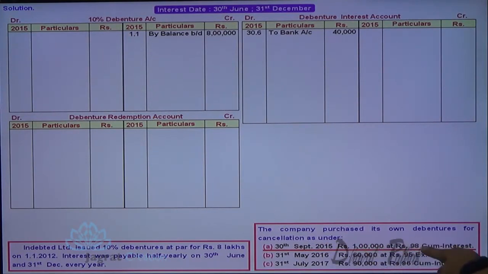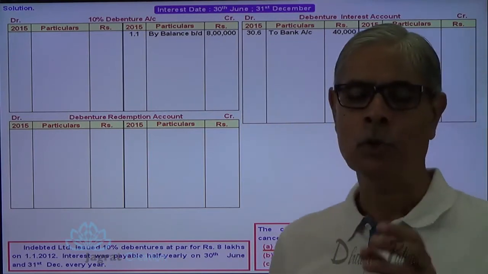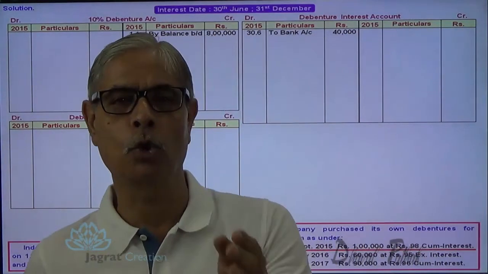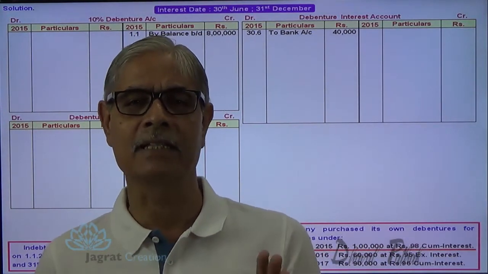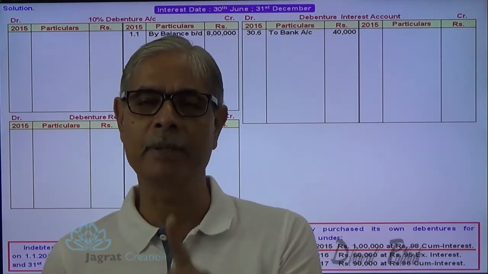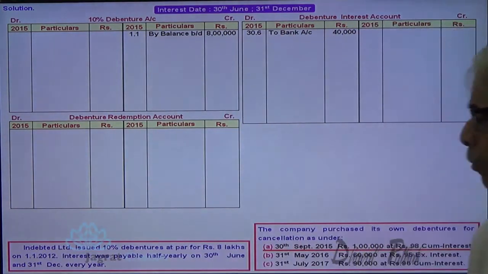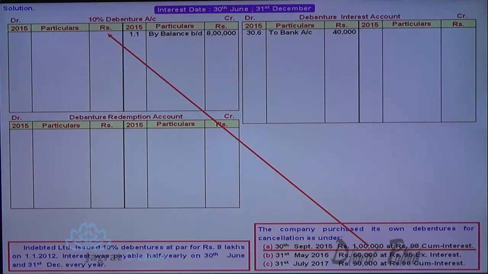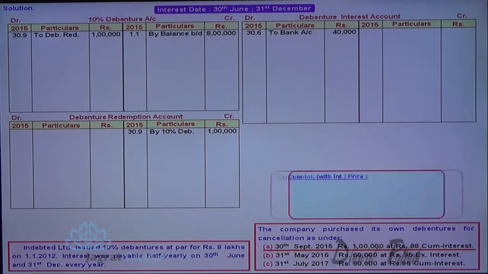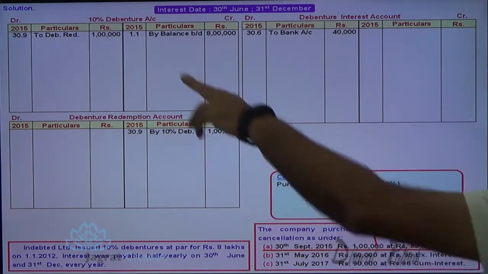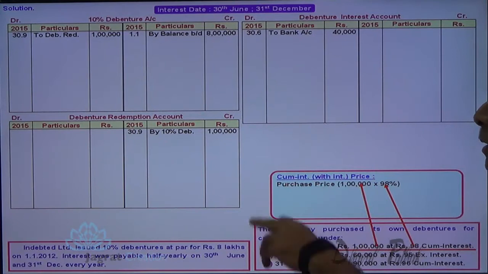So these debentures are purchased and cancelled. Own debentures are purchased and immediately cancelled. Then investment in own debenture account should not be debited. Instead of that, you are advised to debit debenture redemption account. So debenture account debit to debenture redemption account credit.